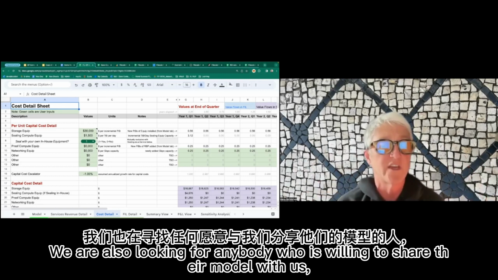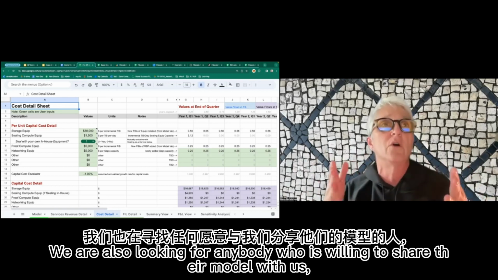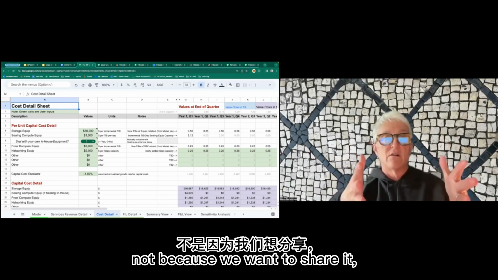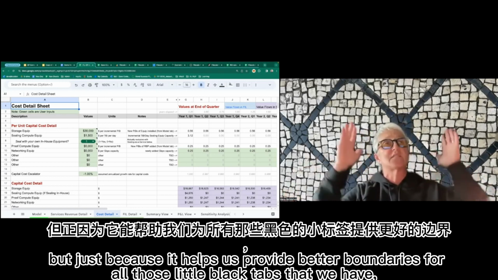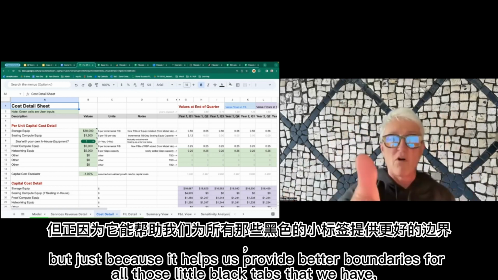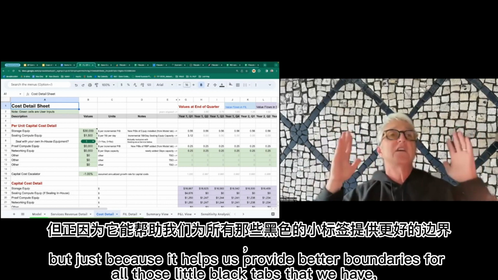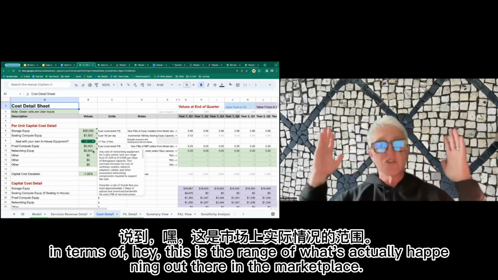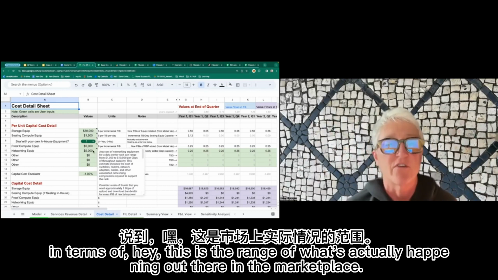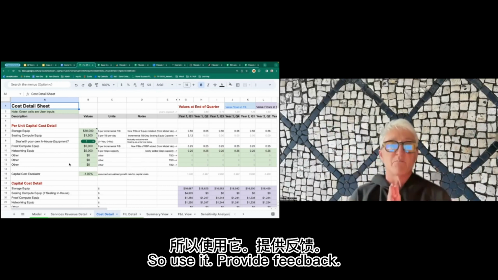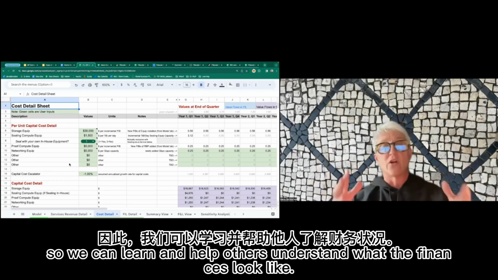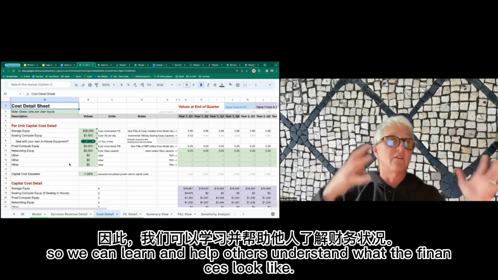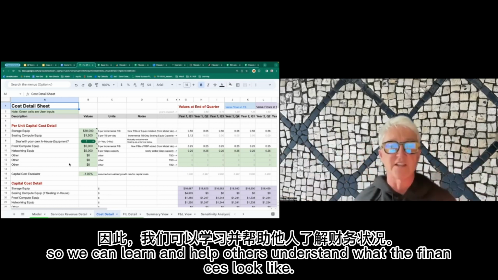We are also looking for anybody who is willing to share their model with us, not because we want to share it, but just because it helps us provide better boundaries for all those little black tabs that we have, in terms of, hey, this is the range of what's actually happening out there in the marketplace. So use it, provide feedback. If you are comfortable, provide the model back to us so we can learn and help others understand what the finances look like.